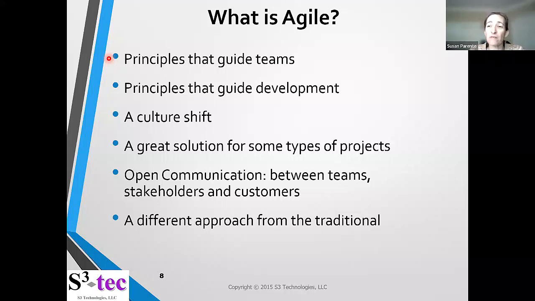Also, oftentimes people think of Scrum as being Agile. Scrum is only one method of Agile. There are many more. So Kanban is one of those. Let's see, extreme programming, DSDM. There's a method called Crystal. There's a bunch of others.